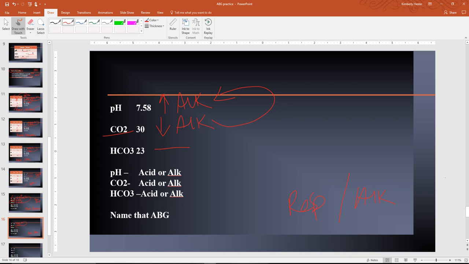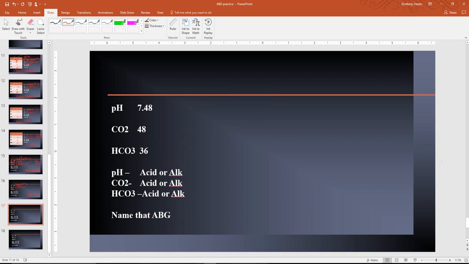I can't spell. Okay, respiratory alkalosis. So you've interpreted that ABG. Not too bad, right? See, it's not too hard.